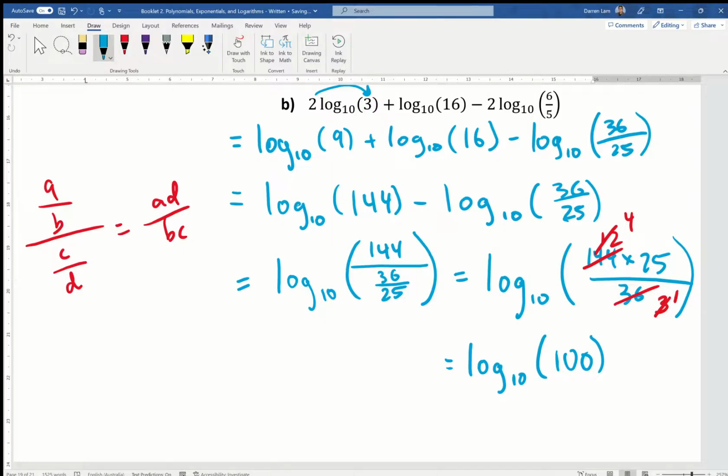You know every time I say that, we're never happy. Why am I not happy, Alex? Because log base 10 of 100 is... Exactly right. It's an expected easy simplification.